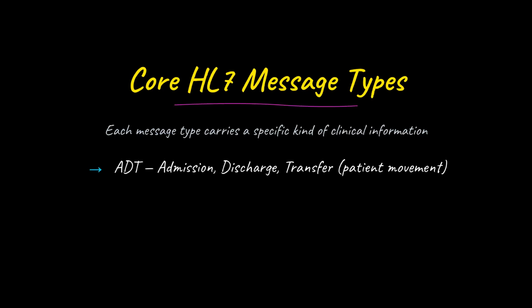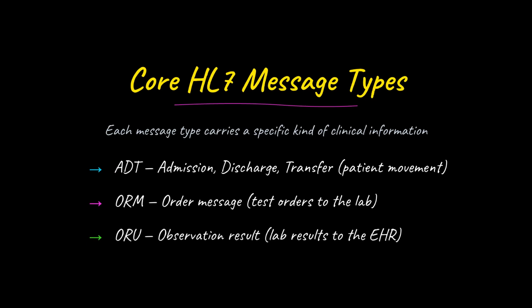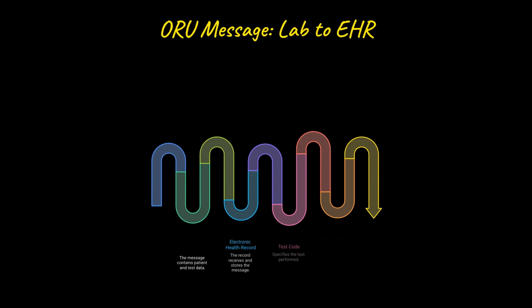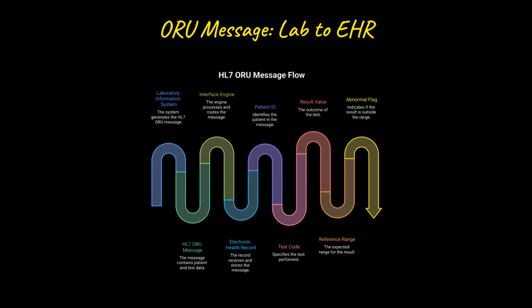health records. HL7 defines a small library of structured message types. ADT carries patient demographic and movement data. ORM sends new test orders into the laboratory system. ORU carries completed lab results back to the electronic health record. When a lab analyzer completes a test, the laboratory information system constructs an ORU message containing the patient identifier, test code, result value, reference range, and any abnormal flag.